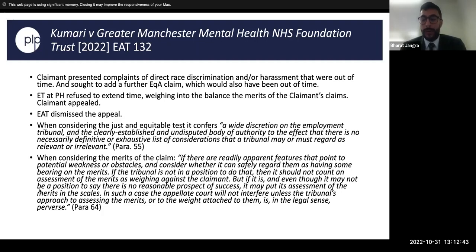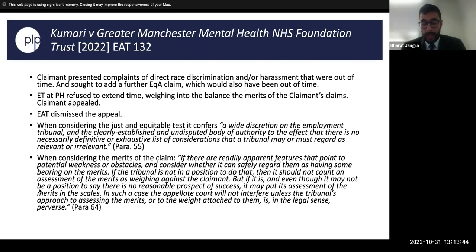But when it comes to considering the merits of the claim, at paragraph 64, if the claimant has been provided with the opportunity to provide the appropriate evidence and enough evidence on key features of the case, whilst appreciating it isn't a final hearing, and such that the tribunal can perhaps consider readily apparent features that are either weaknesses or obstacles for the claimant, and the claimant has addressed them, then the tribunal could bring that into the consideration as to whether it is just and equitable to extend limitation. But if the tribunal is not in a position to consider the merits of the case, then they should not be weighing that into account.